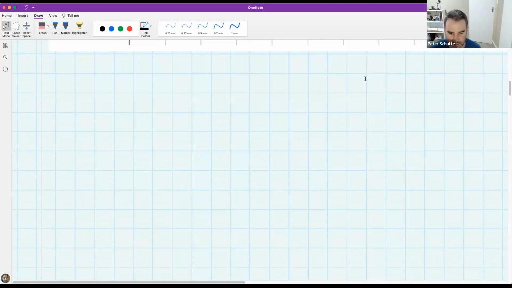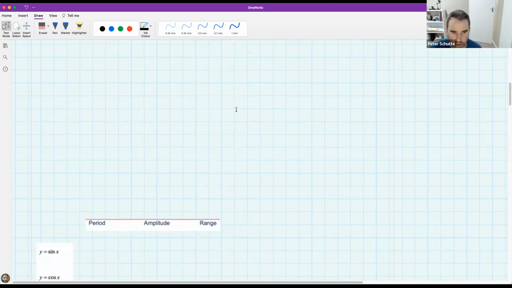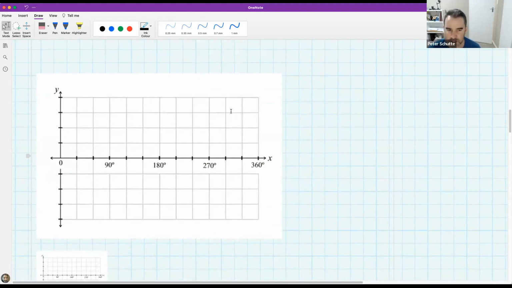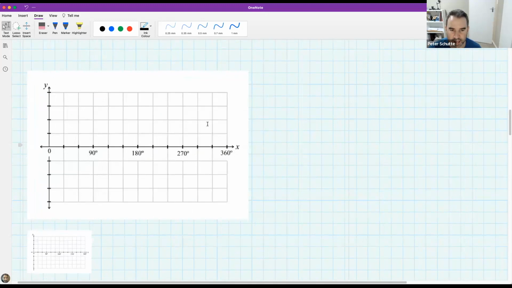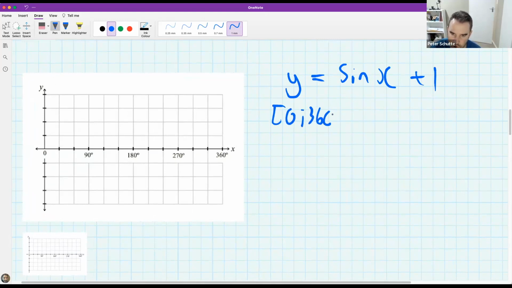Now, let's talk about tonight, what we're going to do. So tonight, we are going to talk about what if I change the graphs in 2 particular ways. The one way is a vertical shift. The other one is an amplitude change. So let's start with the graph y equals sine x plus 1. And if I want to draw that on the domain 0 to 360, how do I do that?